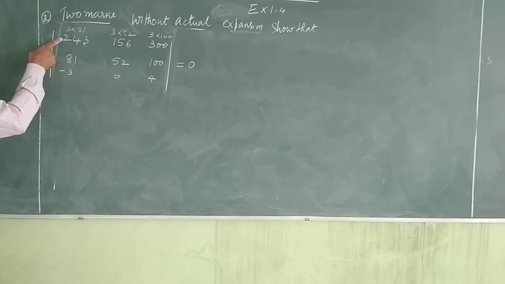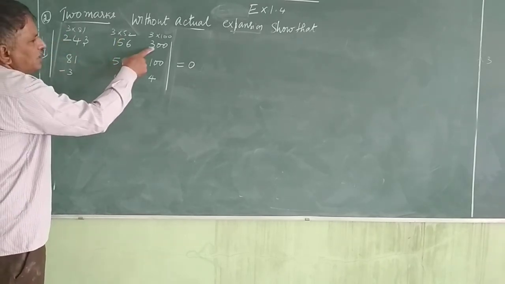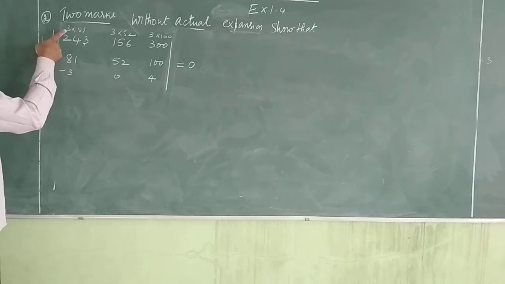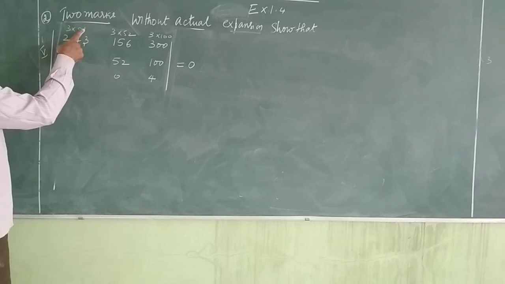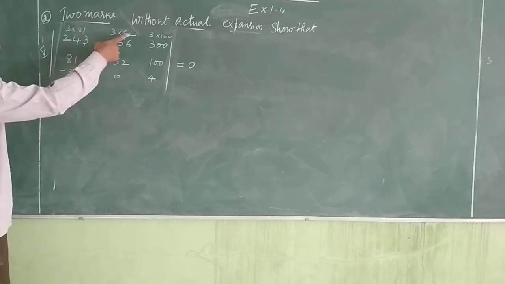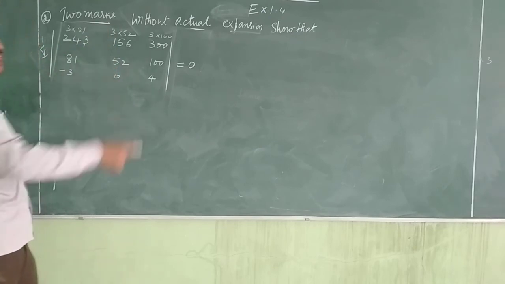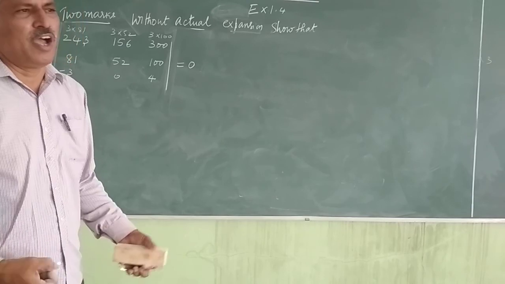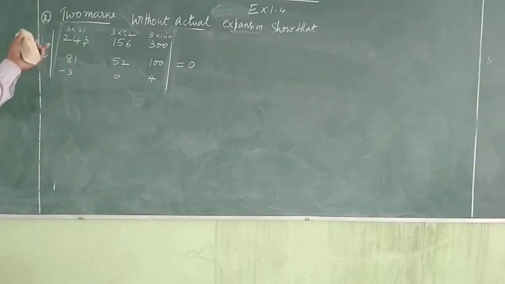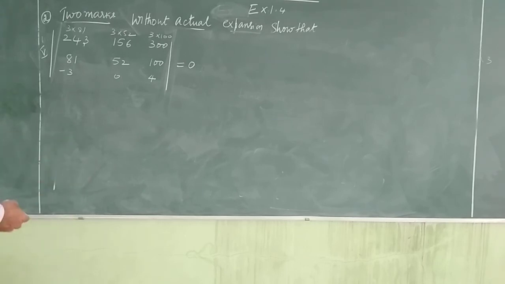So I can write 243 as 3 into 81, 156 as 3 into 52, and 300 as 3 into 100. In the next step, if I take 3 common, I get 81, 52, 100 in that row as well. Thereby these 2 rows will become identical. If you want, you can divide by 3, otherwise you can go with the multiplication.